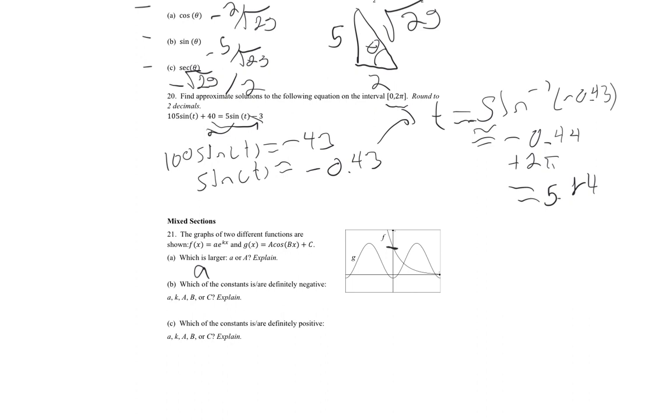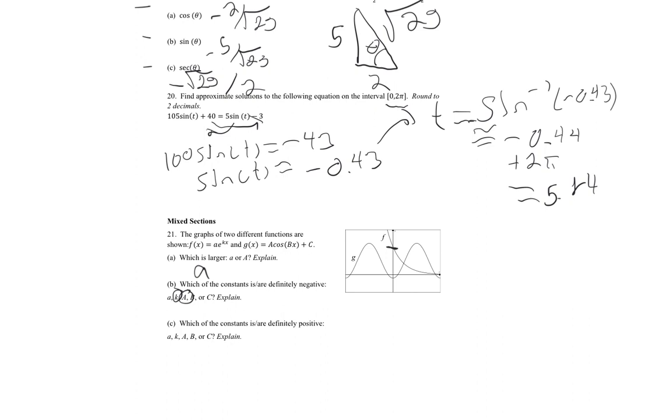And so here, K and capital A are definitely negative. And so we know that for K because it's an exponential decay. We see that as x increases, the value of the function decreases, so that K value in the exponent has to be negative. So K, and then like I said in the last problem, the cosine graph is reflected over the x-axis. So that means that capital A has to be negative as well.